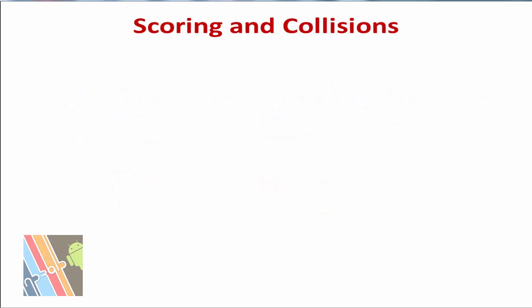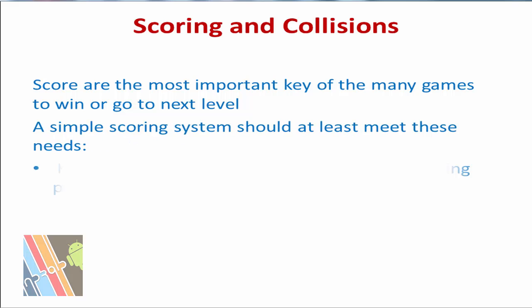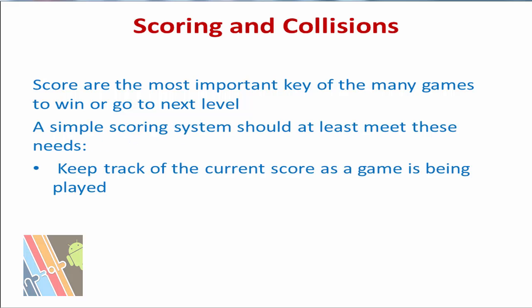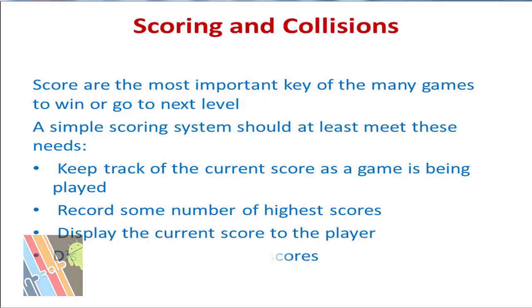Number four is scoring and collisions. The important issues of your game is to win and go to the next level. A simple scoring system should at least meet these needs. Number one is keeping track of your current score as the game is being played. Number two, record some number of highest scores. Number three is display the current score to the player. And number four, display the list of the highest scores.